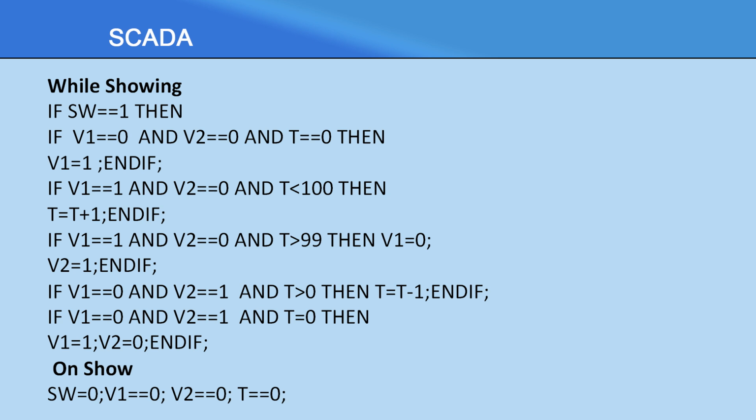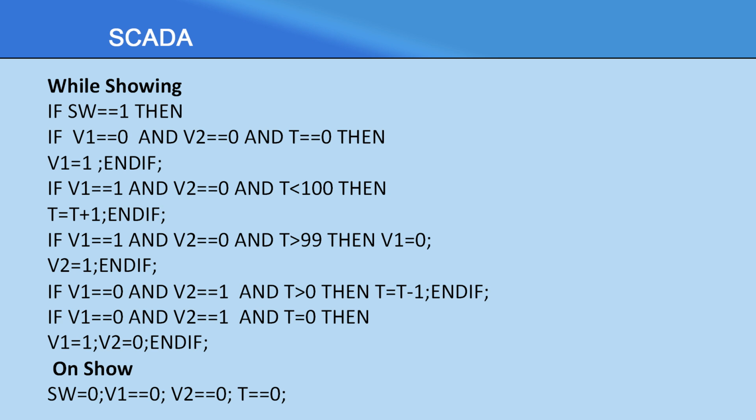Okay. Next condition, third: if V1 equal to 1 and V2 equal to 0 and T is greater than 99, means it is more than 99, then what we want is that our first valve V1 will become off and the V2 valve will become on. So, how will we write it? Then V1 equal to 0 and V2 equal to 1, end if.